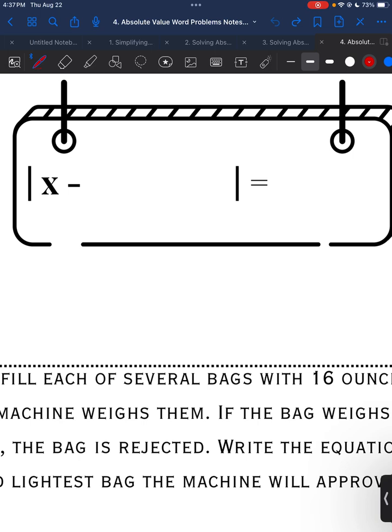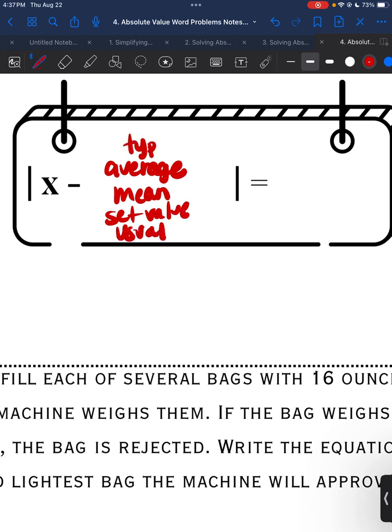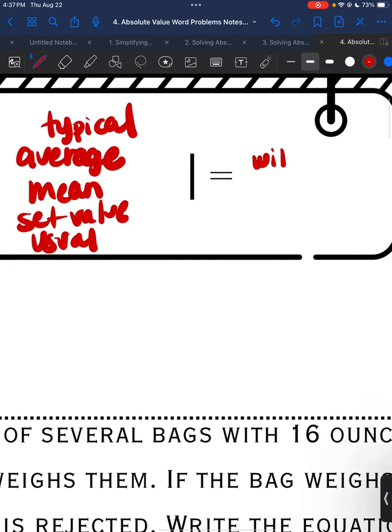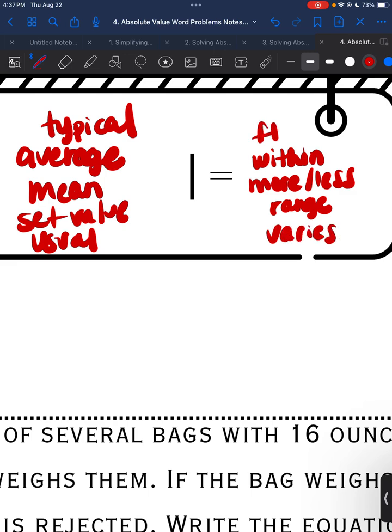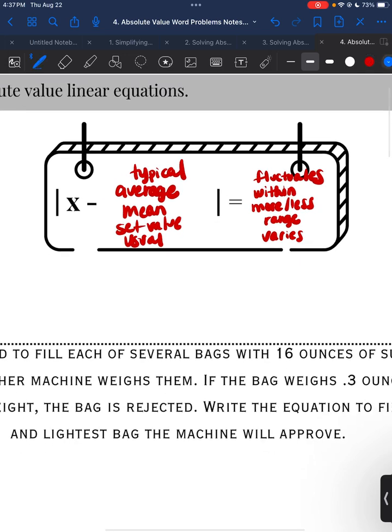The number that has to do with being the average, the mean, a set value, your usual number, a typical number will go on the inside always. And then the one that has to do with within, more or less, range, you might see that it varies, fluctuates is another one. That one will go on the outside. And typically, most of the time, the bigger number of the two goes on the inside, so that can also help.